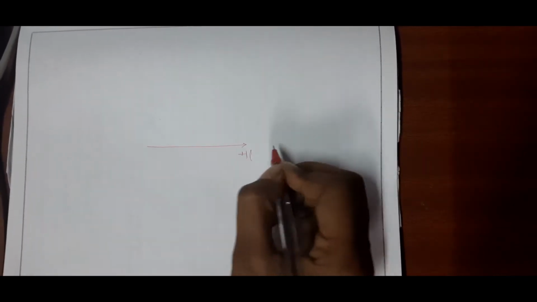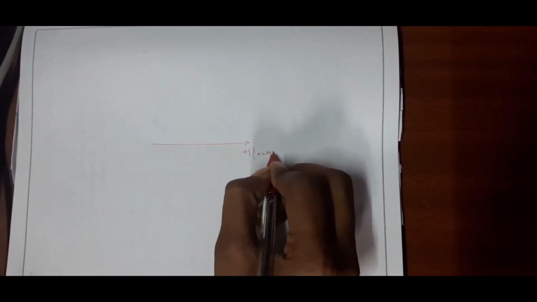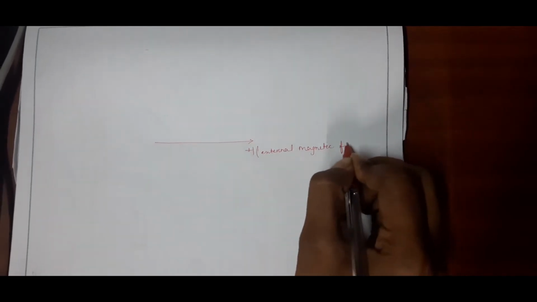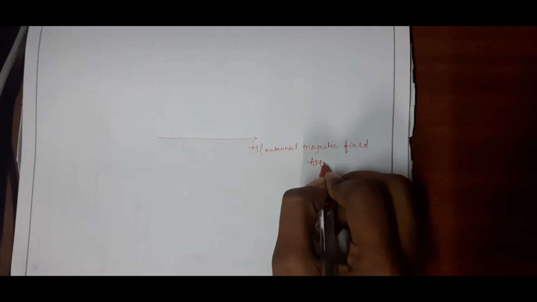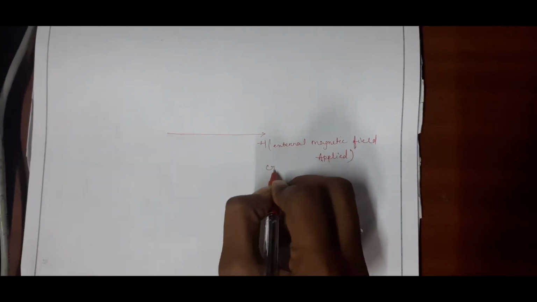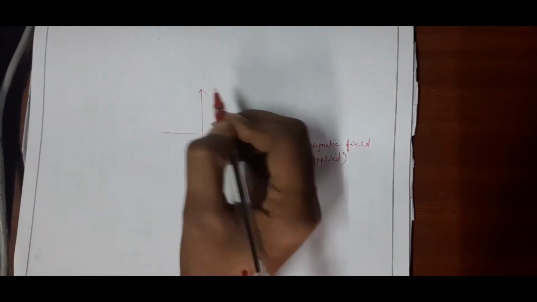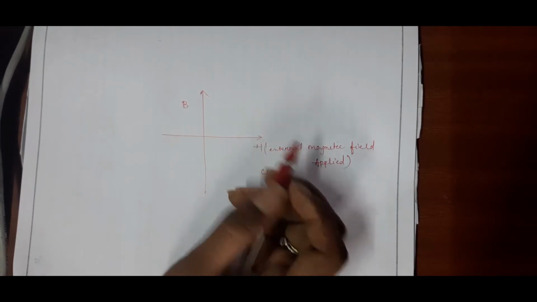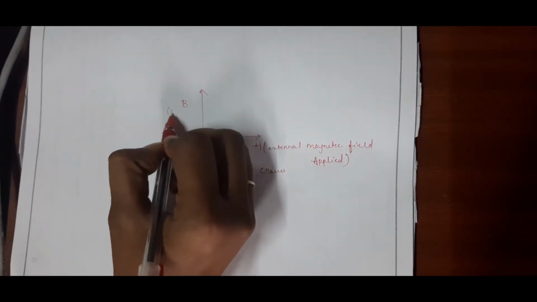So here I am going to draw the BH loop. In the x-axis I have drawn the H value. The H is the external magnetic field applied, that is in gauss, and in the y-axis it is denoted as B. So here that is the BH loop. B is denoted as the magnetic flux density of the material. So that is also in gauss.